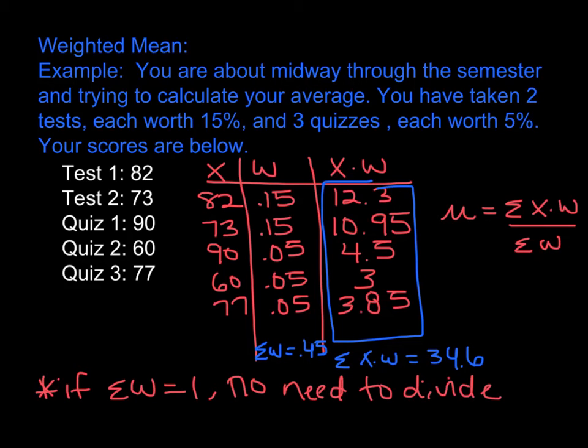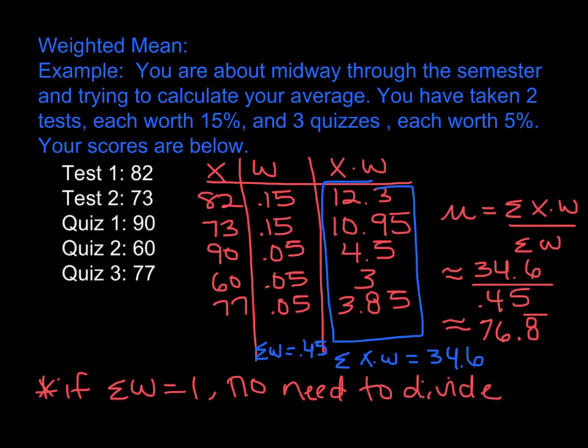Okay, but in this case, I'm going to sum up. So I'm going to take my 34.6, which is the sum of that column, and I'm going to divide by 0.45. You notice that's going to make my average make much more sense. I'm dividing by a 0.45, which means my average is going to get larger, which we know it should. Okay, so if I end up doing that, let's see what we end up getting. So we have a 34.6 divided by 0.45.